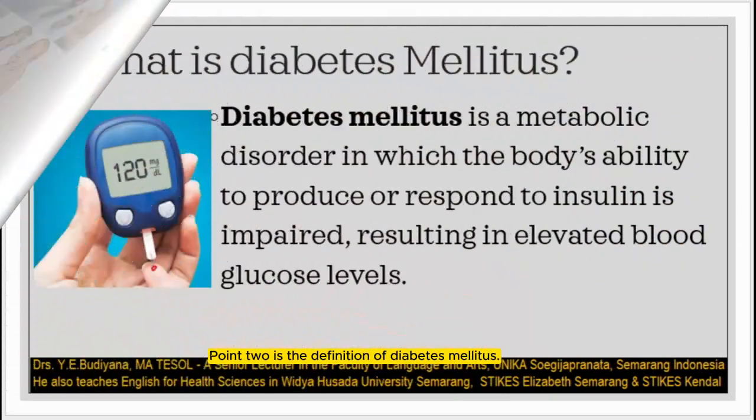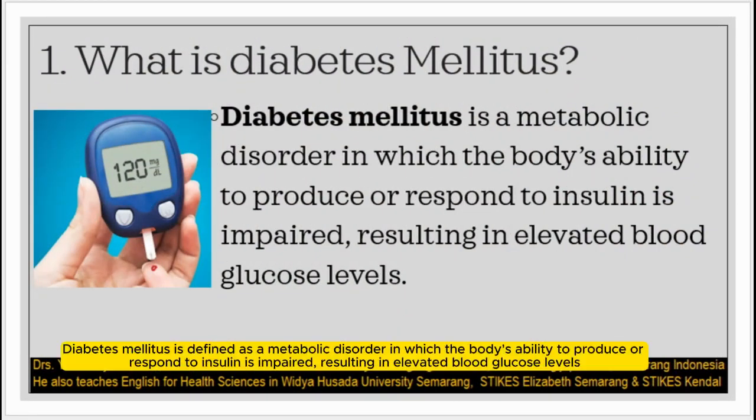Point 2 is the definition of diabetes mellitus. Diabetes mellitus is defined as a metabolic disorder in which the body's ability to produce or respond to insulin is impaired, resulting in elevated blood glucose levels.